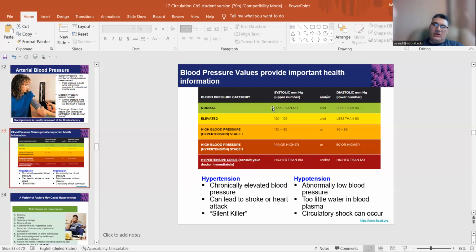Above the normal, we call it hypertension. Under the normal, we call it hypotension. That's it. Normal pressure. You go above it, that's hypertension. You go under it, that's hypotension. That's it for this course.